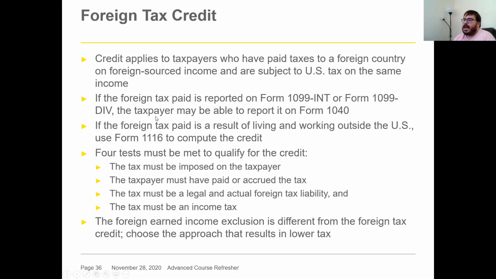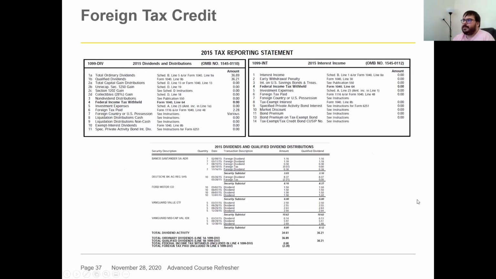If that foreign tax paid is reported on a 1099-INT or a 1099-DIV for dividends, you can report it on the 1040. If not, then you might have to file this 1116, and we usually try to avoid filling out 1116s. Mostly what is within scope is what's reported on a 1099-INT or 1099-DIV, so we can do it on a 1040.